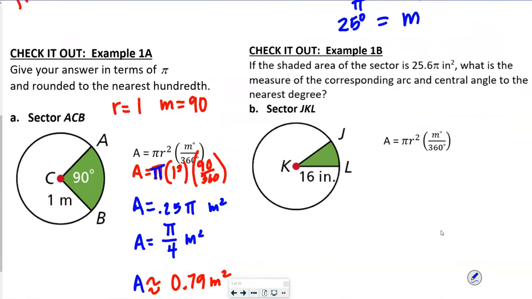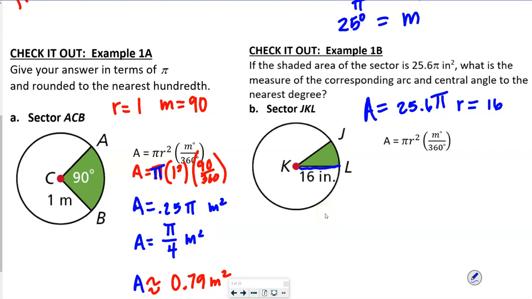Okay, so now let's see if we can do this one. This one says if the shaded area of the sector is 25.6 pi. Okay, so now again, the area this time is equal to 25.6 pi. Okay, and then again, our radius is what? Our radius is equal to 16. Okay, now go ahead and see if you guys can do this. Pause the video and then come back to me when you're done.